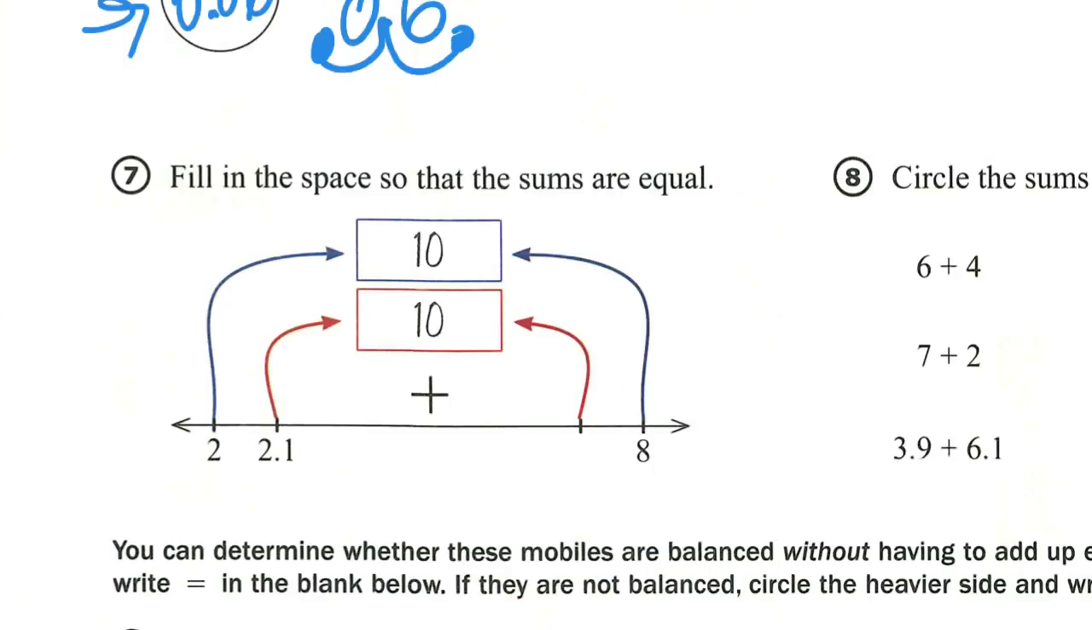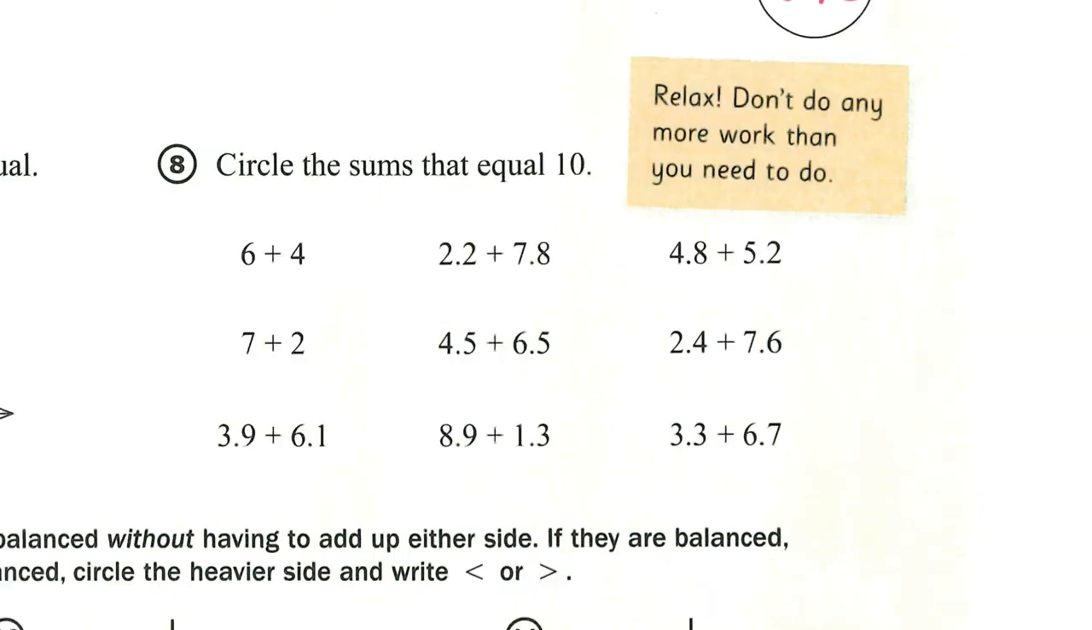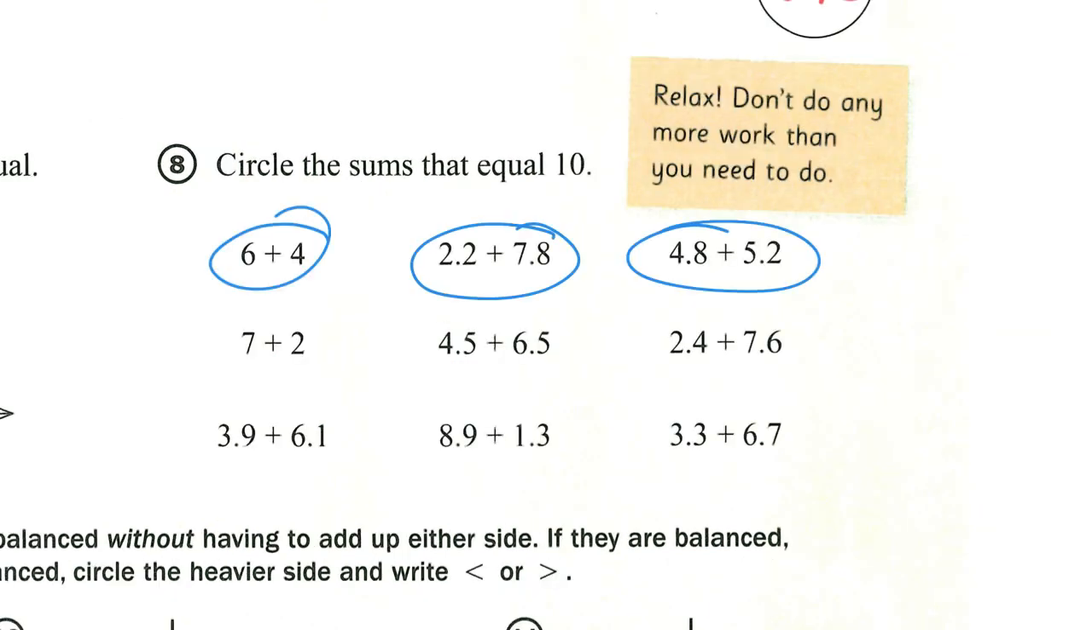Number 7 is really similar to things we've seen before, where we have numbers on the number line adding up to a certain number. And as we keep going here, if we have 2.1, to add to that, we would need 7.9. Notice how 2.1 is 1/10 bigger than 2, and 7.9 is 1/10 smaller than 8. I've started with the first row, and everything in the first row would add up to 10. This says relax, don't do any more work than you need to. Here's an example of what that means.